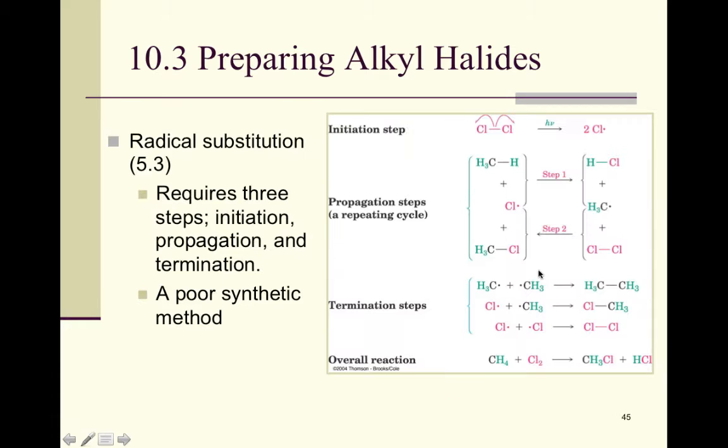So for more details on those reactions, on everything that's required on the reaction conditions, be sure to look back at those. Another way to prepare alkyl halides comes way back at the beginning when we talked about radical substitution reactions in section 5.3. This requires 3 steps: the initiation step to form the radical, propagation step, which is a repeating cycle, and the termination step that ends it.